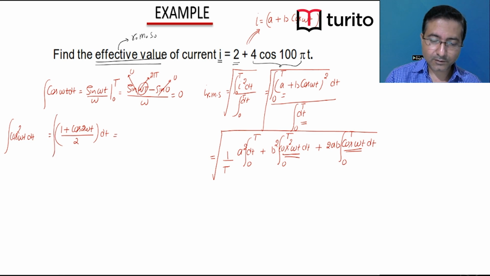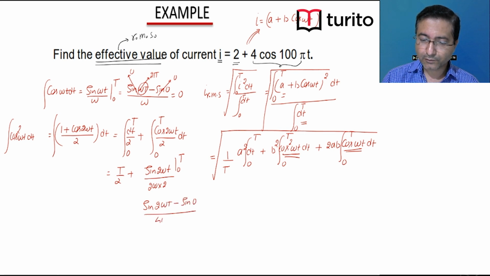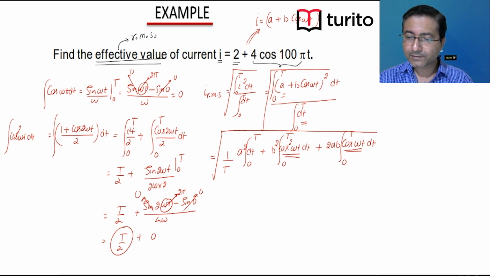Okay, if we simplify, the first term is t by 2, and the second term is the integral of cos 2 omega t by 2 dt from 0 to T. So the first term I am getting is t by 2, and for the second term, cos 2 omega t, the integration is sine 2 omega t divided by 2 omega into 2, from 0 to capital T. So sine 2 omega capital T minus sine 0, divided by 4 omega, plus t by 2. Now as this quantity is 2 pi, this whole thing will be 0. So we are just getting t by 2. So this integration will give me t by 2, right?